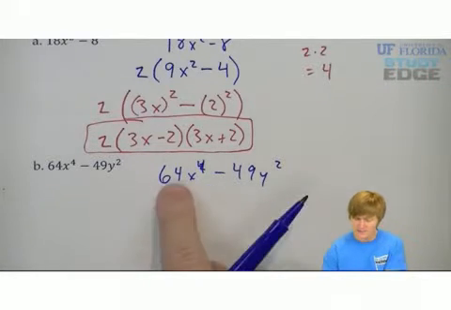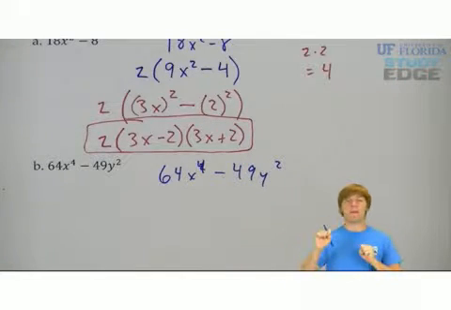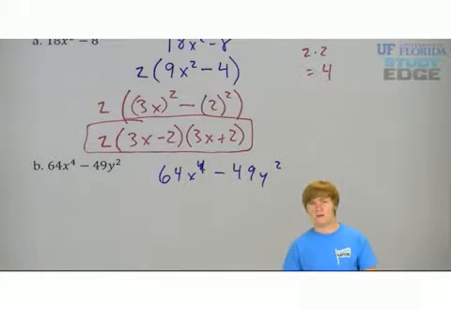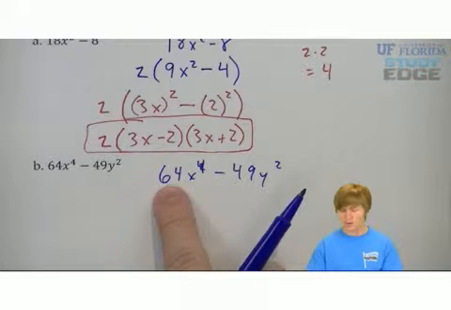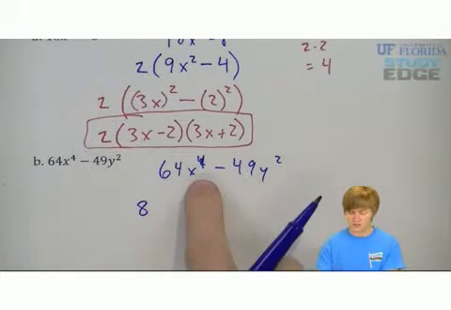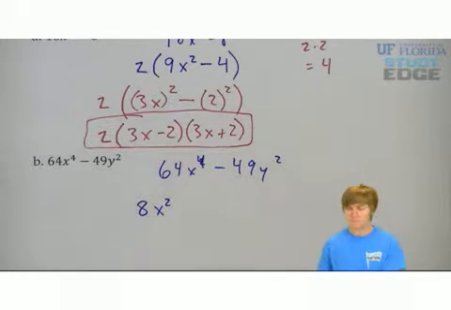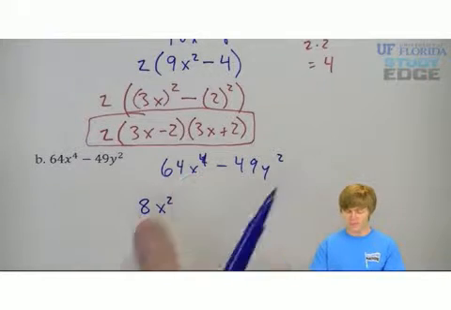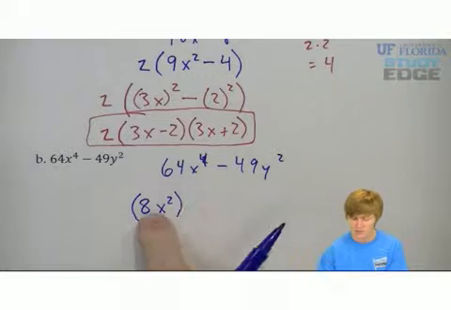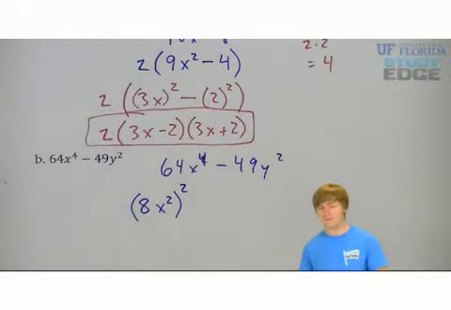Here's what I mean by that. Instead of 64x to the fourth, is there maybe anything that's multiplied by itself that would give me 64x to the fourth? Well, what we might be able to realize is the square root of 64 is 8, and the square root of x to the fourth is x squared. Okay, so really, 64x to the fourth is a perfect square. What perfect square is it? Well, it's 8x squared to the second power.